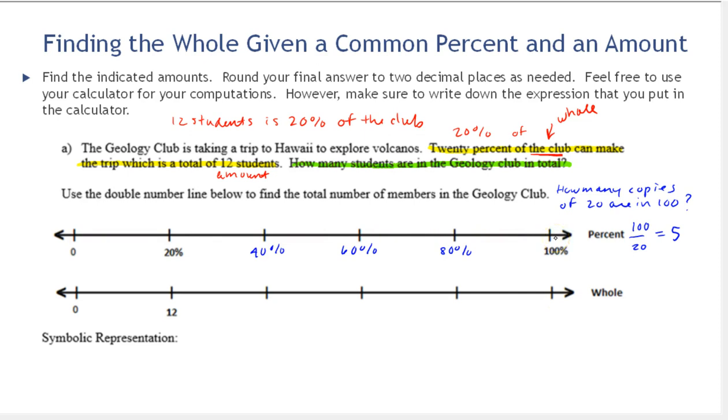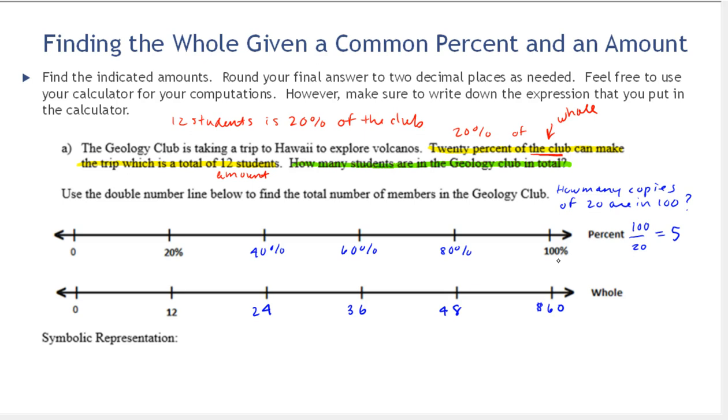And the reason I want to use that is now I can do the same idea with the whole. So if 20% is 12, 40% is 2 times 12. 60% is 3 times 12, or just add 12 more. Add 12 more again, and add 12 more again to get 60. So 60 is the total number of people in the Geology Club. So we did this by writing all this information on the number line, which really illustrates what we're doing.